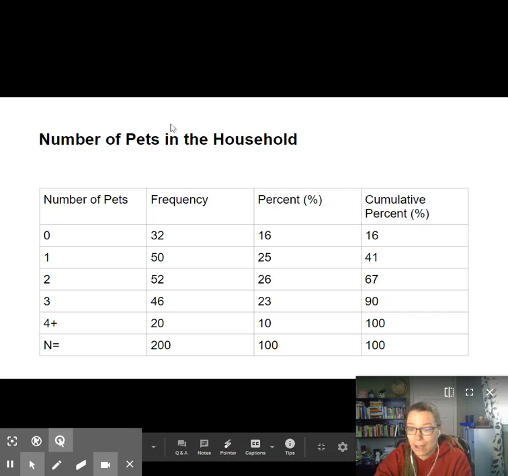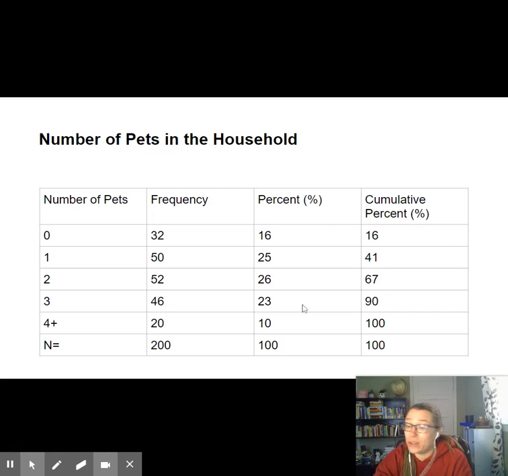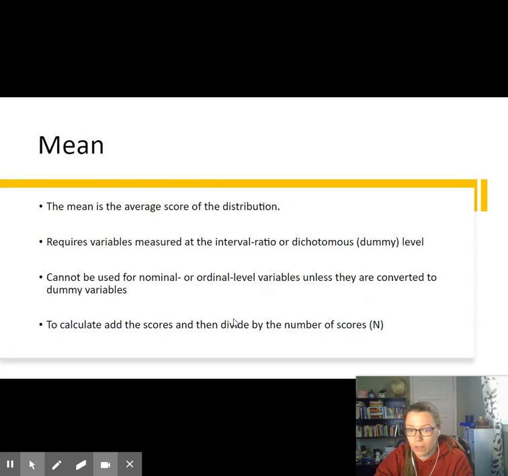So if you already have this chart in front of you, you don't have to do any other work but look for where 50% would be, right? So you know that 0 or 1 pet does not hit the 50% mark. So we go on to the next one, right? And if we go on to the next one, we see that 50% number is somewhere in the 2 category.